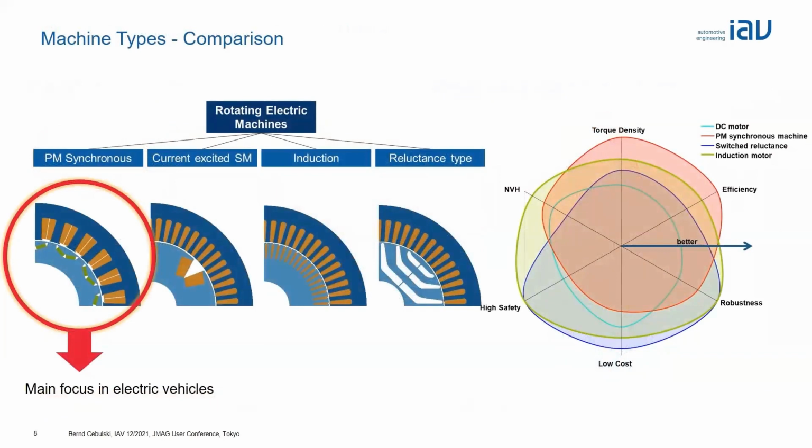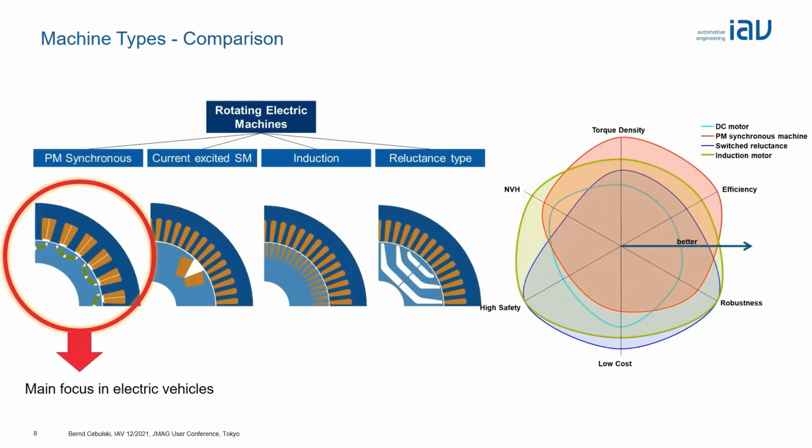There are plenty of different types of electric motors you see in the market. And if we talk about electric vehicles, there's one dominating technology, which is the permanent magnet synchronous machine. Why is that? If you look at the right picture, you see the different machines and their strengths and weaknesses. You see the permanent magnet machine is the red area where most of the properties are really on a good level. One of the disadvantages is really the high cost of the magnets, and there are some safety issues.